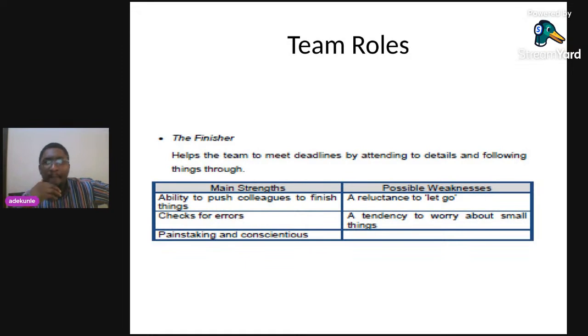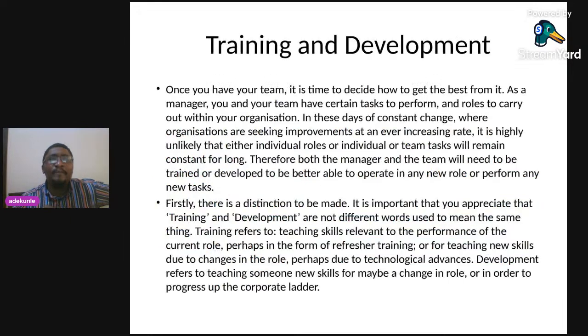So of course we have the finisher. The finisher helps the team to meet deadlines by attending to details and following things through. They have the ability to push colleagues to finish things. They check for errors. They basically go through work that has been given to them. One disadvantage they have, I've worked with some of them, I'm working with one now, is that they are reluctant to let go. They have a tendency to worry about small things, they want to look at it and say, no, let's do it like that. They pay attention to the details that are going on. So those are the kind of people you meet within a team.